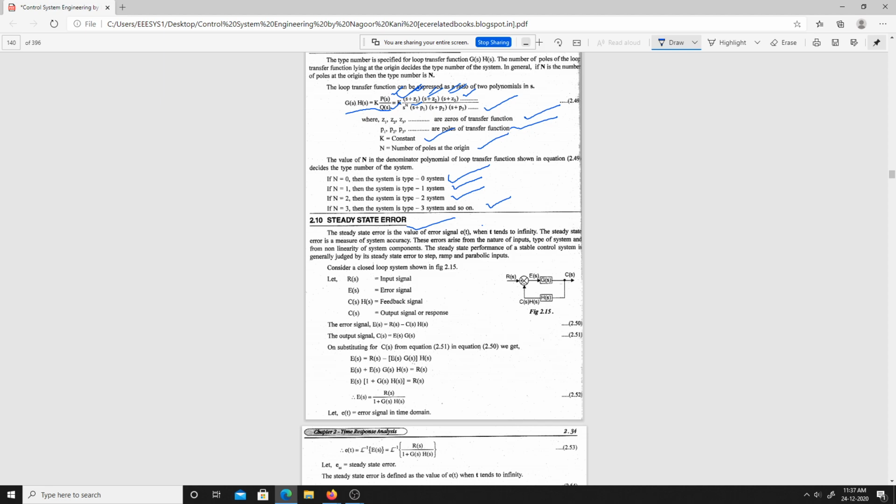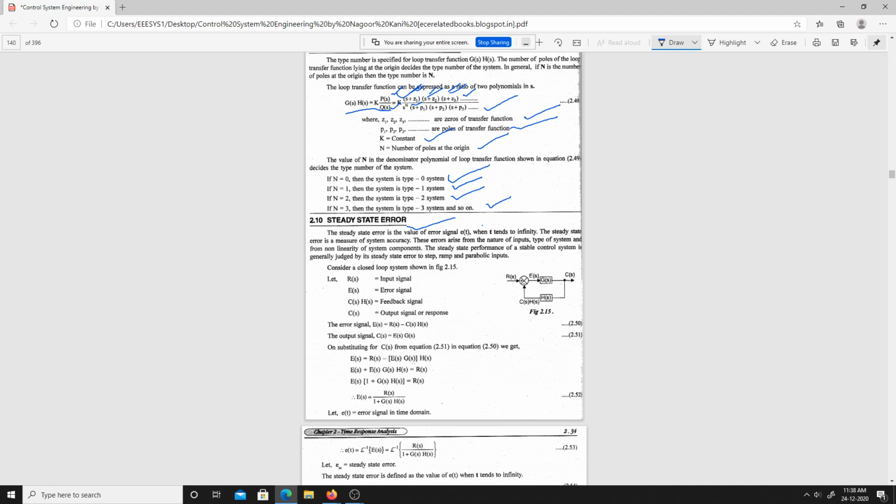Particularly now, we are seeing different types of errors. How come these errors appear? So what is the reason? The rise of these errors comes from the nature of the inputs, the type of the system, and the non-linearity of the system components. Due to these reasons we face such kinds of errors.